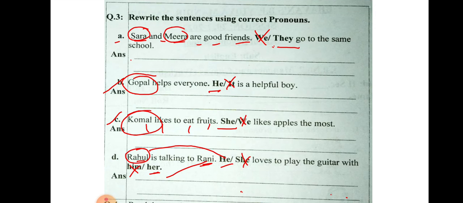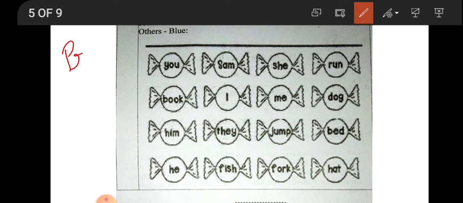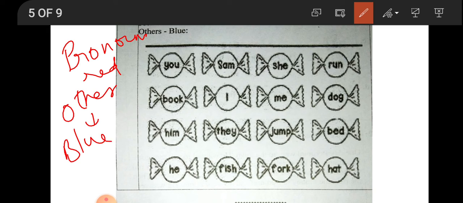Okay beta, I have written this answer. You can see it. Let me do the next one. Okay, question number 3. Read the words and color the toffees using the color code. Now the two things we have to find out. One is pronoun. वन हमको प्रोनाउन ढूंढना है, pronoun, and that too in red color I think so. Let me see. Yes, red. And if they are not pronouns, other words we have to use blue color.